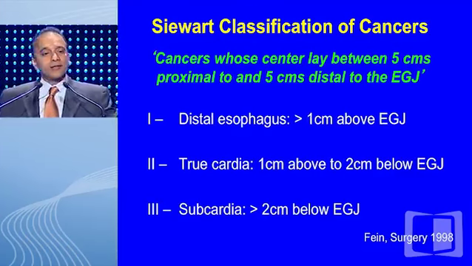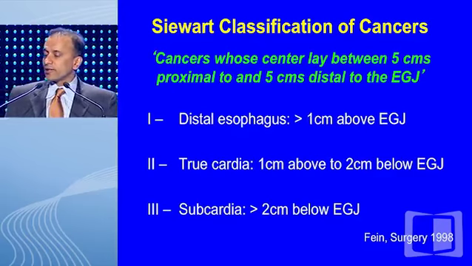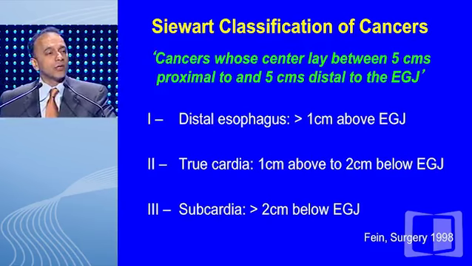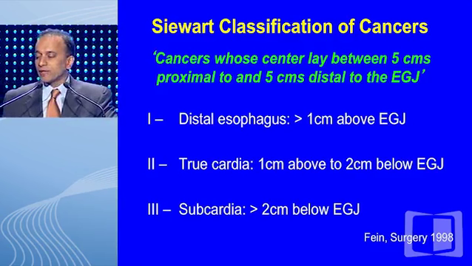However, what I'd urge everybody to do is to use the Siewert classification, which is probably the most well-validated and widely used classification system for adenocarcinomas in this area. You can use type 1, which is the distal esophagus, just above the gastroesophageal junction. And the majority of these are related to Barrett's esophagus. Type 2 is that of the true gastric cardia, and this is just immediately above or below the gastroesophageal junction.